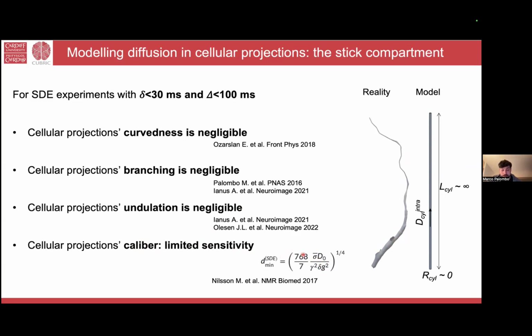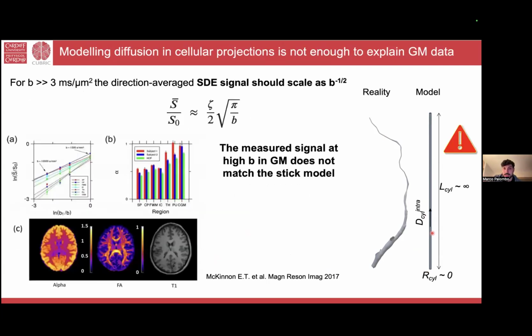So in most of the scanners, also, for example, the connectome, when it comes to gray matter, we can assume that we lose sensitivity. We have a very limited sensitivity to this caliber, the fiber size. And so the stick model is what we go for. So all the fibers get collapsed into a cylinder with zero radius. And using this model, we can make predictions.